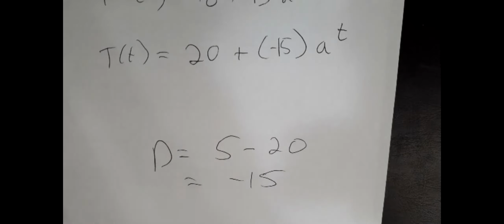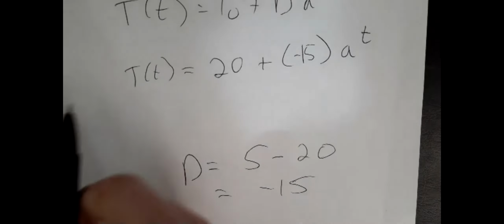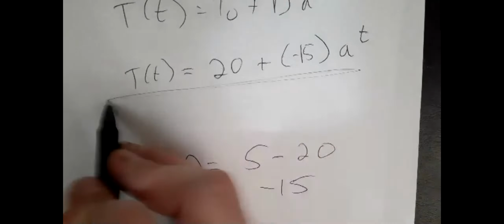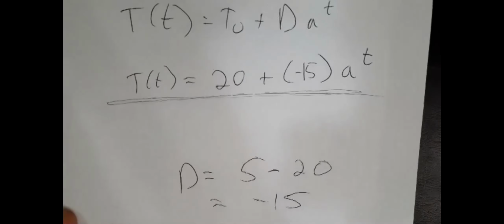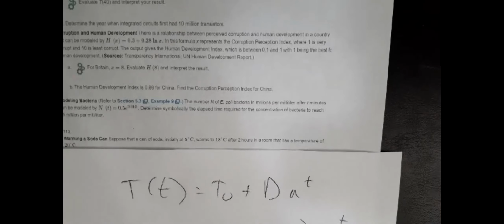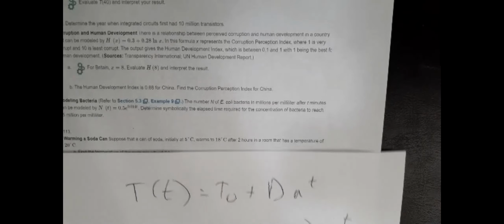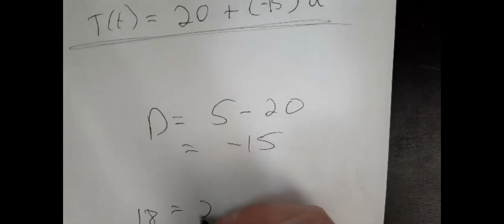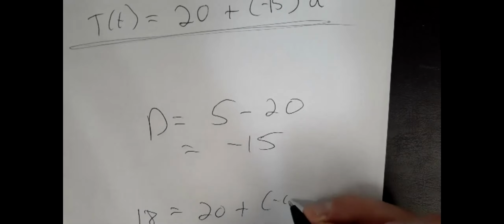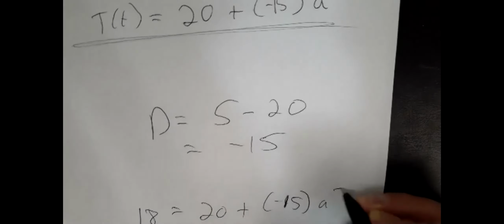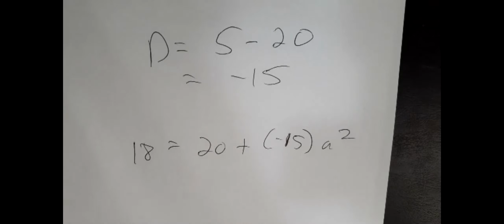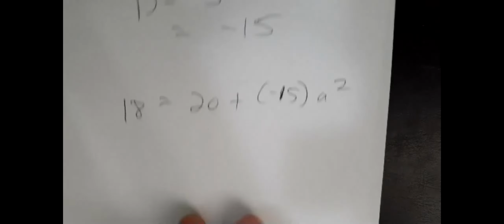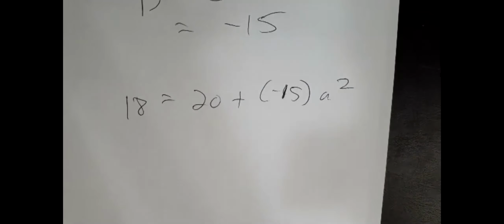So we'll go through this problem. This is my formula almost filled out. I still have to solve for A. So they give me a little bit of information to plug into this thing to solve for A. So they say, suppose the can of soda initially warms to 18 degrees after 2 hours. So I have to plug in 18 and I have to plug in 2 to find out what my A is. I hope that's not too hard. But we're going to subtract 20.